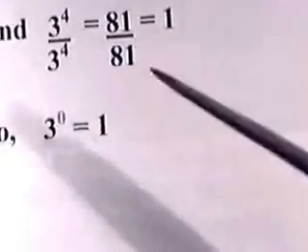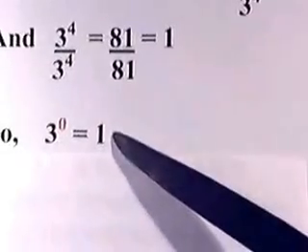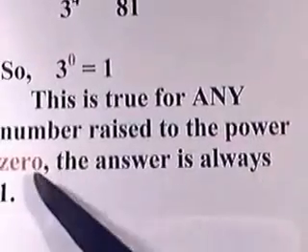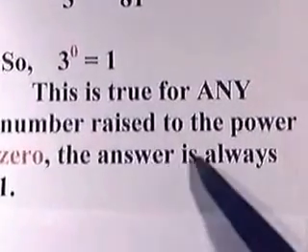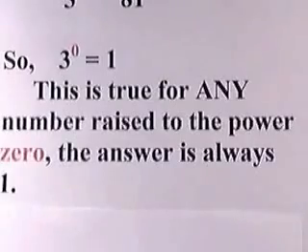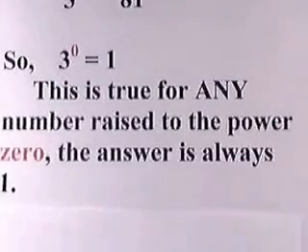Now that must mean that 3 to the power of 0 is 1. Okay? And this is true for any number raised to the power of 0. The answer is always 1. If you don't believe me, put in any number in your calculator and raise it to the power of 0, press equals, and you'll find that it equals 1.